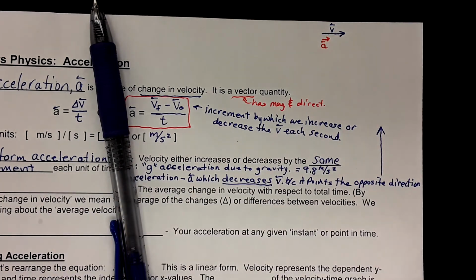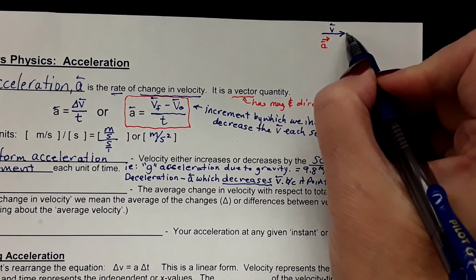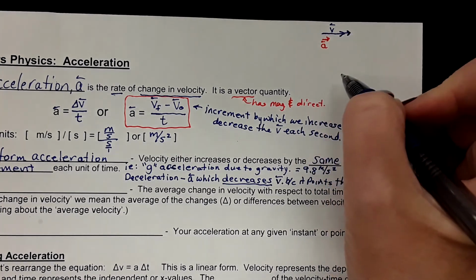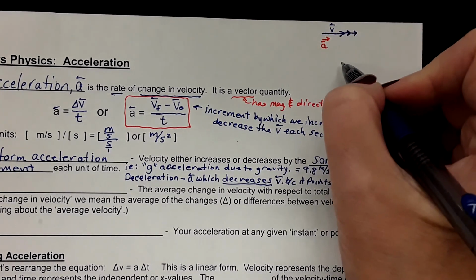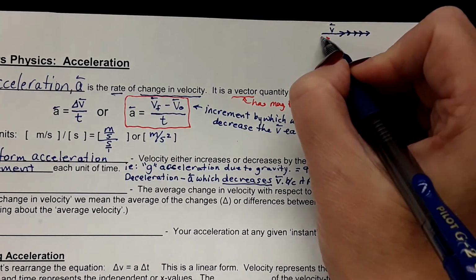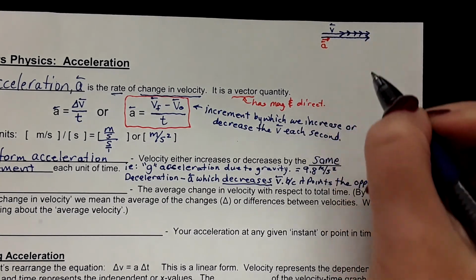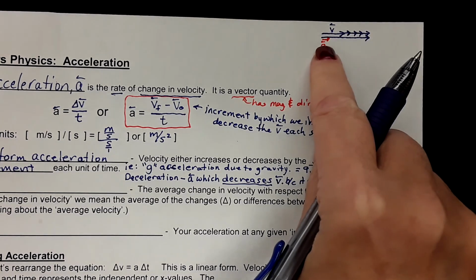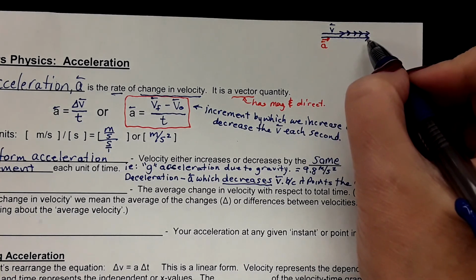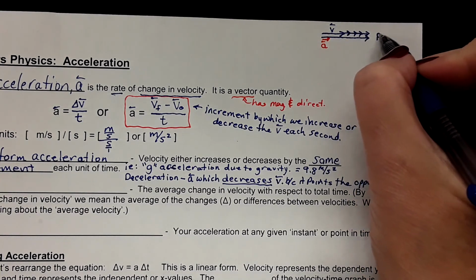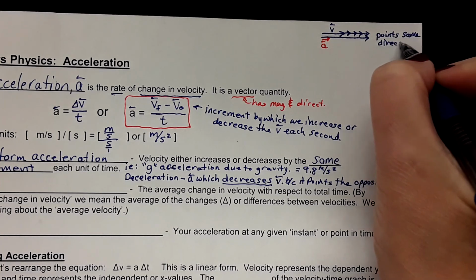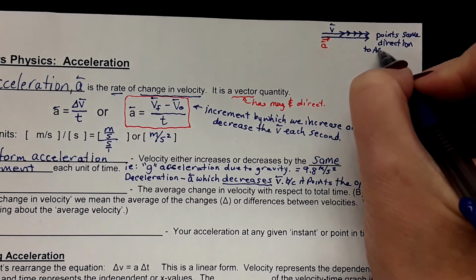So what this means is that every second, you're going to take this, put it tip to tail with this one, and it's going to make your velocity that much bigger. And then the next second, you add it again. And then the next second, you add it again, such that your resultant velocity continues to increase. So your acceleration is your increment of increase in velocity. And notice, to accelerate, they must point the same direction.